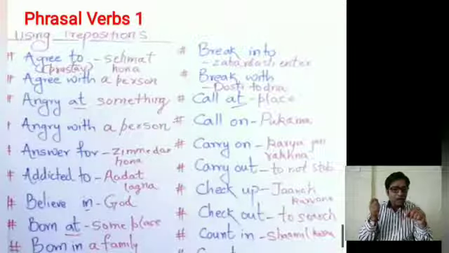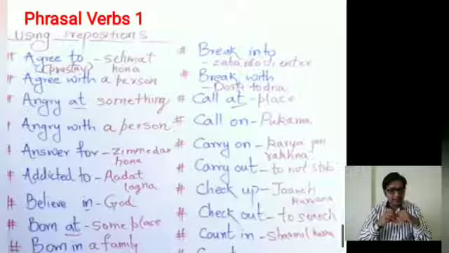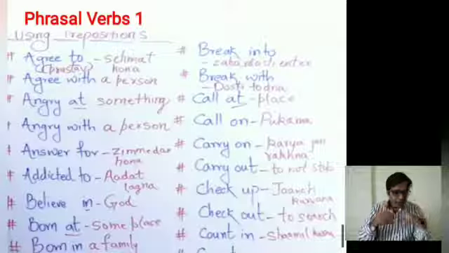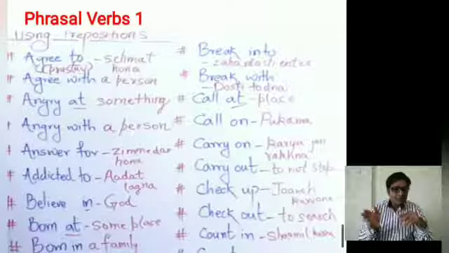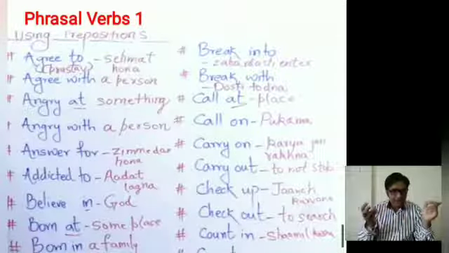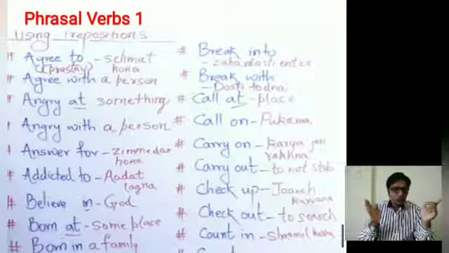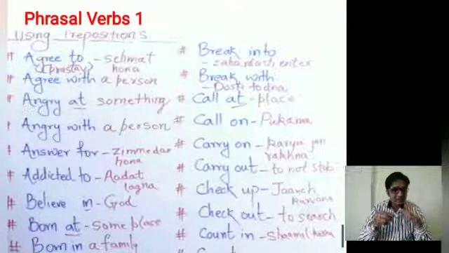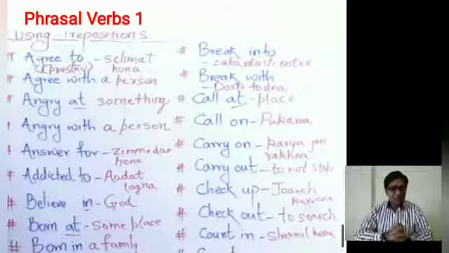Answer for. So answer for simply means that I am responsible for something. For example, if a teacher gave you an exercise and you are unable to finish it, then you are responsible for that, right? So you can say, I am going to give an answer for my incomplete task. So that is how we use the phrasal verb answer for.